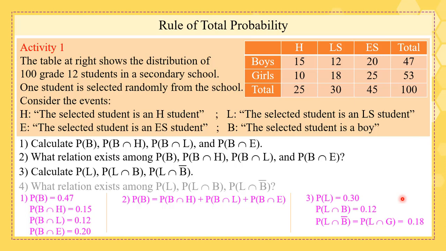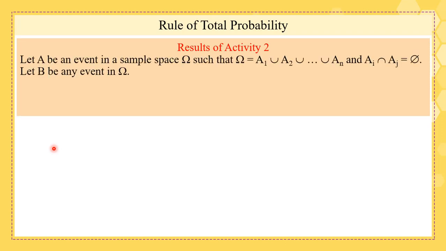100. Now also we need the relation that exists among the three probabilities. We can also see that 0.30 is 0.12 plus 0.18, so P of L is P of L intersection B plus P of L intersection B bar. This is also logical because the probability of selecting an LS student is the probability of selecting an LS boy or an LS girl. Now let's see the results of activity 2.